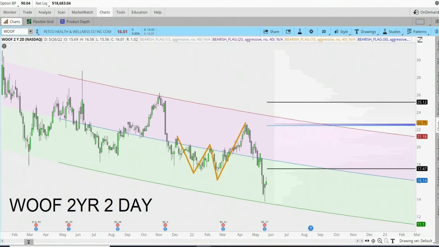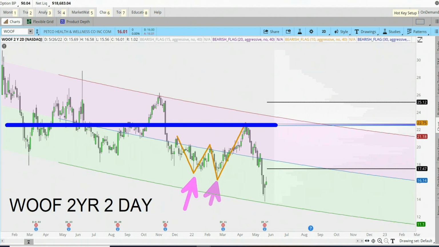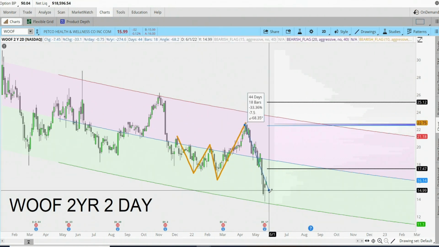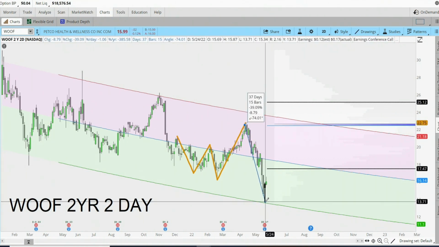Here's Wolf, 2-year, 2-day. The trend indicator is going down, had a nice flag pattern close to resistance, and look where it was on the volume profile point of control. When price was down here, the investors were saying, if I only get to break even, I'm going to sell my position and close it out. Sure enough, that's exactly what happened, and price went down 40%. Great place to take a trade.